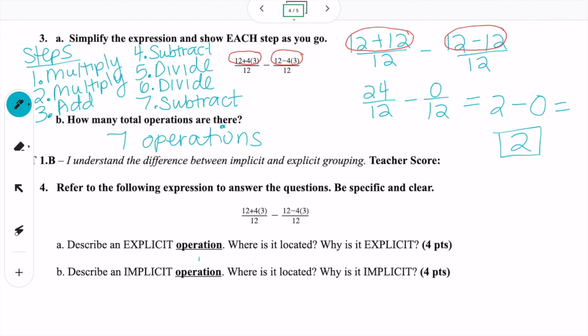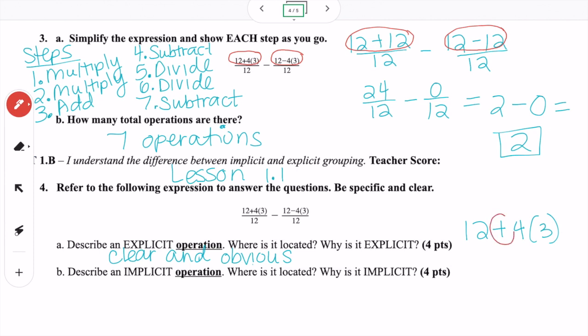Now, implicit and explicit grouping and operations. This is from lesson 1.1. So if you weren't very clear on these, please make sure to go back and use these examples right now to help you get some good notes. An explicit operation is one that's very clear and obvious. An operation is something we do to the numbers. So if I looked at an example like this numerator here, the plus symbol is a very clear and obvious symbol. So that is an explicit operation. It's telling us to add.